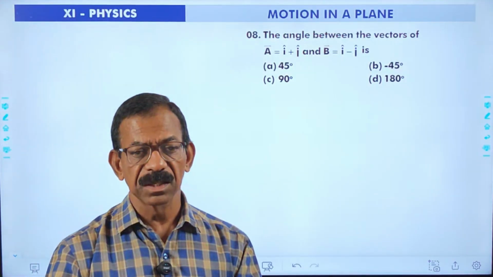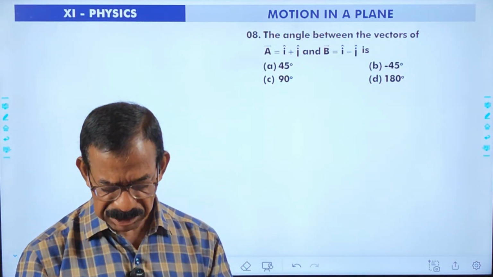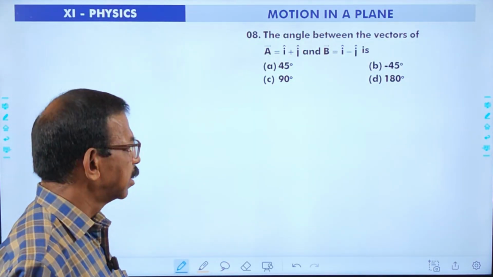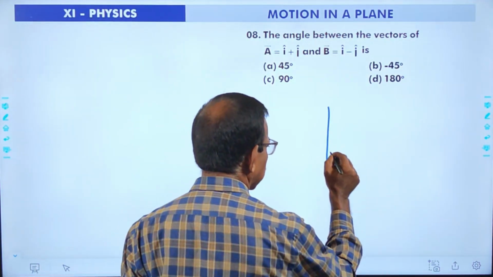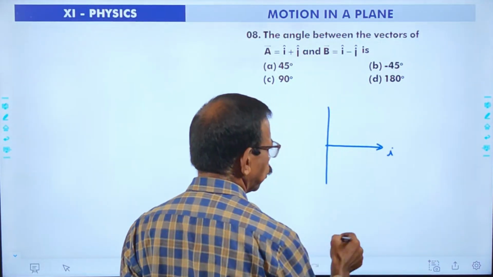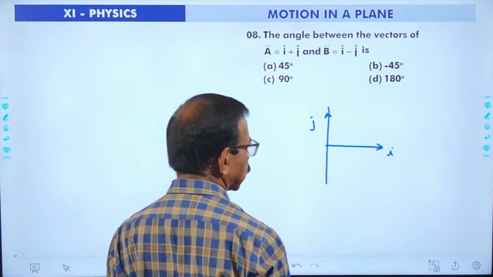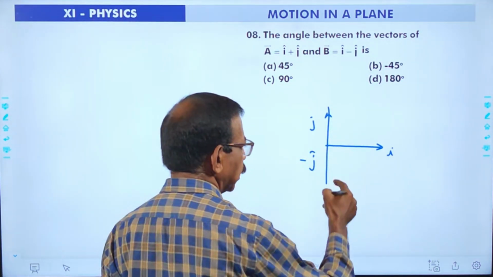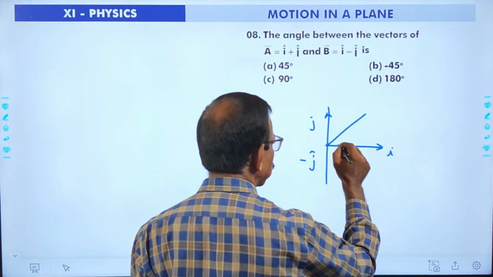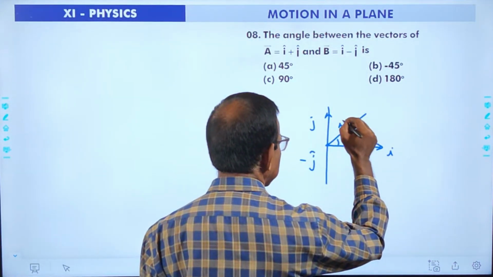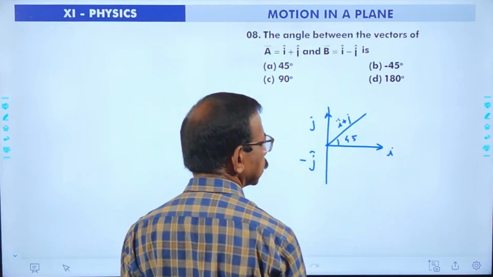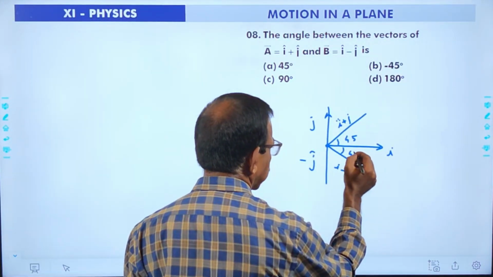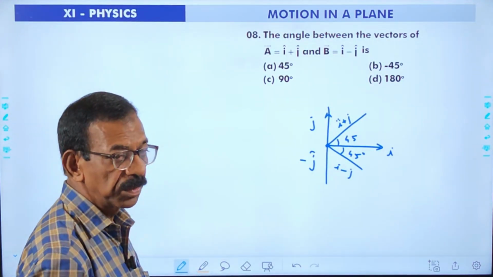The angle between the vectors, vector A equal to i plus j and vector B equal to i minus j. We may simply calculate the angle between the vectors like this. We know that i and j are unit vectors which are mutually perpendicular to each other. Minus j is the vector opposite to it. Since i and j have equal magnitude, i plus j will make an angle of 45 degrees. Similarly, i minus j will make an angle of 45 degrees. Hence, the angle between them is 90 degrees.